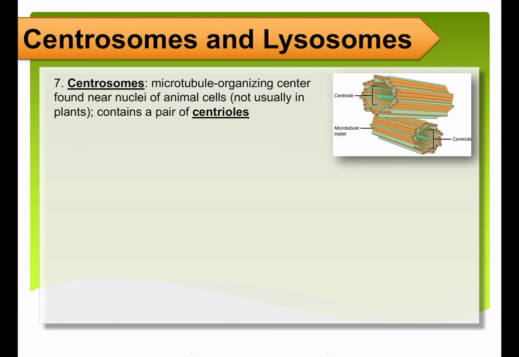Centrosomes are microtubule organizing centers that are found close to the nuclei of animal cells. They're not usually in plant cells, and they contain a pair of centrioles within the centrosome. I won't ask you to distinguish between centriole and centrosome. Usually we refer to them as the same thing, so at least know them as centrioles or centrosomes.